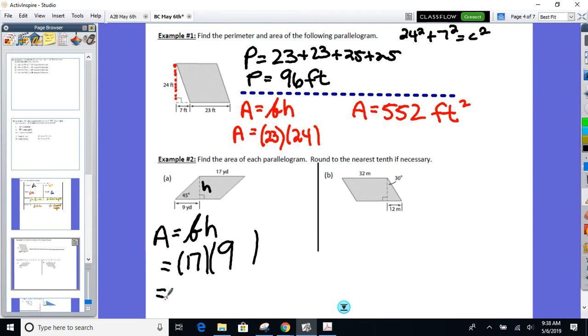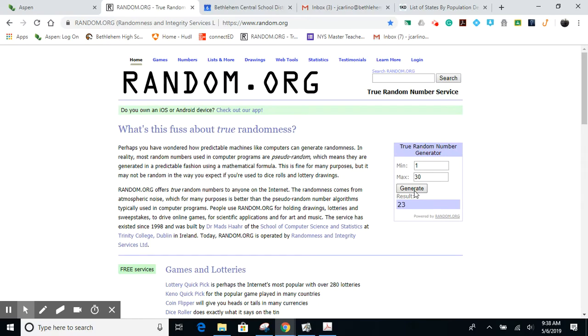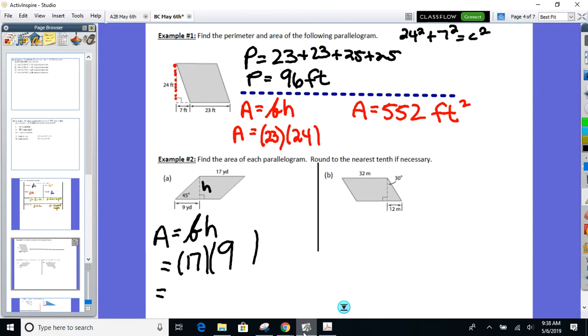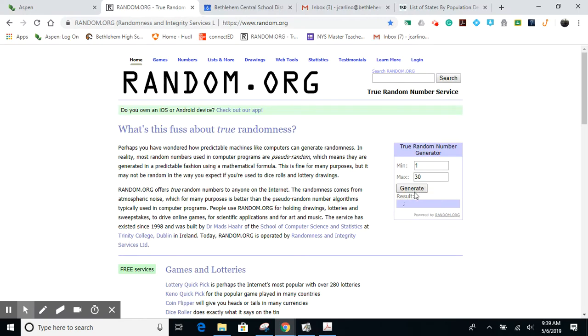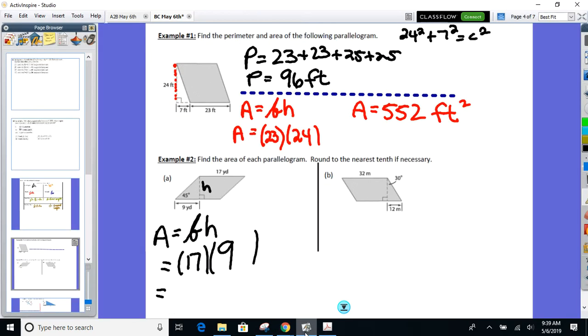And then the area with proper units for me. 153 yards squared. All good. Okay, you guys are trucking here. Ooh, uh-oh, now it's a 30.